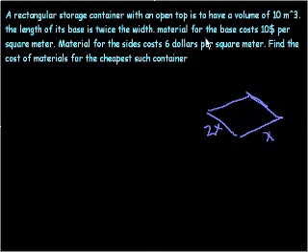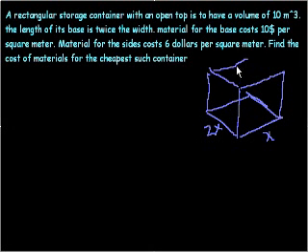And then the height for now is unknown. But I think we should be able to find a constraint on this because we know what the volume has to be, right? It says material for the sides costs $6 per square meter. Find the cost of materials for the cheapest such container. Okay, so let's do a couple of things. First, let's figure out what the height is in terms of x. And then we can find an equation for the cost in terms of x, and then take the derivatives and find the minimum, etc., etc.